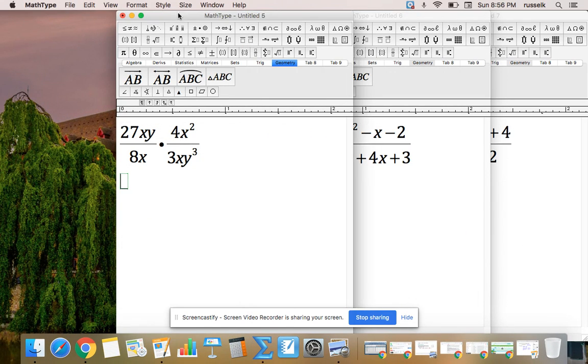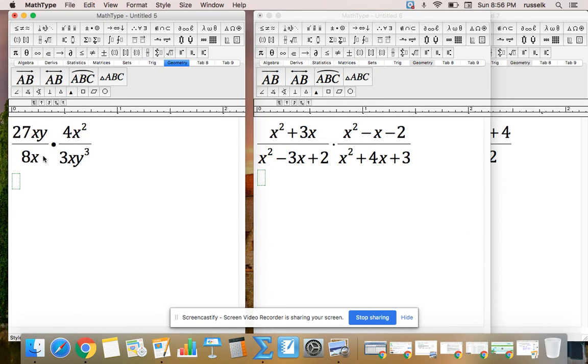Looking at our first example here, it's multiplication, so we don't have to flip anything. And there's no addition or subtraction, so there's no factoring that we need to do. So multiplying across the top would give me 108 x cubed. X times x squared would give us x cubed, and then y. Multiplying across the bottom, 8 times 3 would give me 24. X times x would give me x squared. And then y cubed.